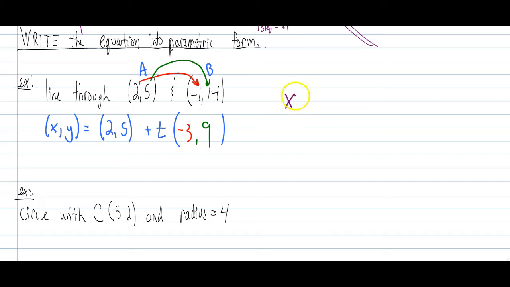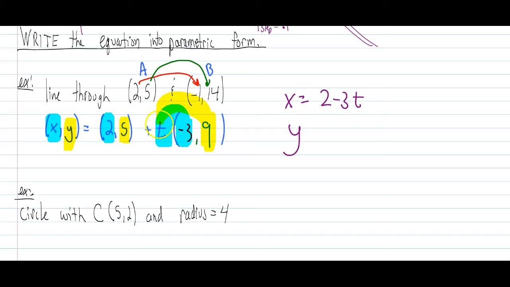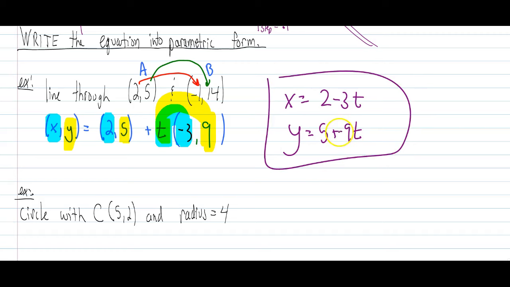Now we'll write it in parametric. We'll take the x values, so x equals 2 plus -3t, or 2 minus 3t, and then for the y values, we'll take the second term in all of these. So y is equal to 5 plus 9t. So now we have it in parametric form. It's going to go through both of those 2 points.